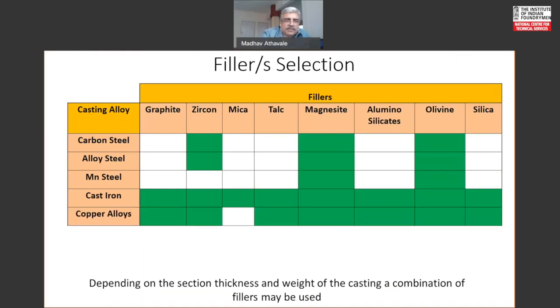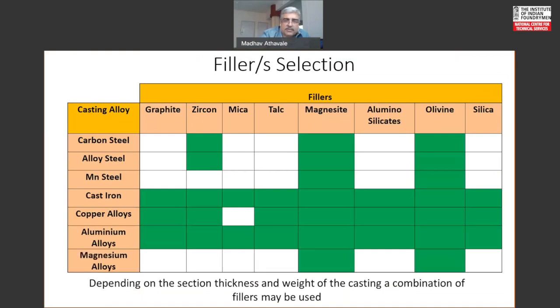Copper alloys, most of the fillers are useful. For aluminum also, most of the fillers are useful. For magnesium alloys, which are very, very aggressive, magnesite and olivine are the two types of fillers which are required to be used for magnesium alloy coatings. I will once again repeat, depending on the section thickness and weight of the casting, a combination of fillers may have to be used. In practice, we will see a little more. These are general guidelines. For a given casting, for a given foundry's way of producing them, sometimes a coating supplier will make a customized formulation just to meet their specific requirements.